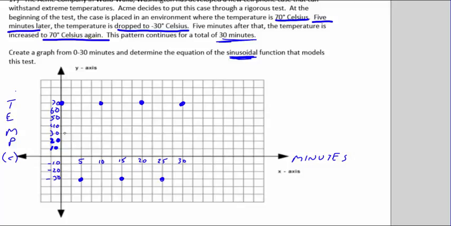So what's our midline? So we can plot some midline points. Well, in between 70 and negative 30, just add them up: 70 plus negative 30 and divide by 2. That's going to be 20. So 20 is going to be our midline, and as you can tell, that is right in the middle. In between 0 and 5 is 2.5. In between 5 and 10. So in between a max and a min, guys, it's going to hit your midline.